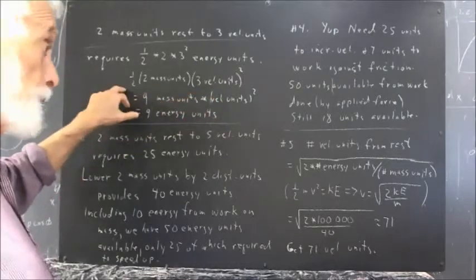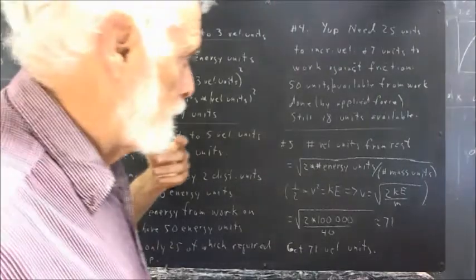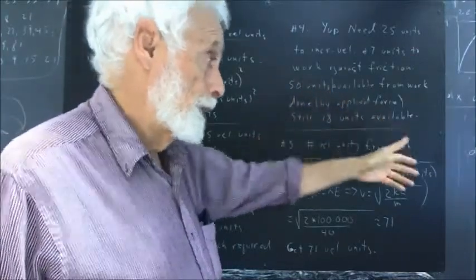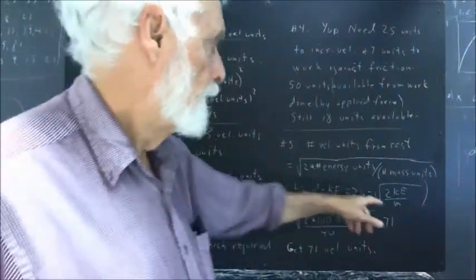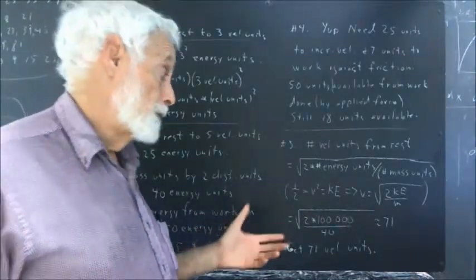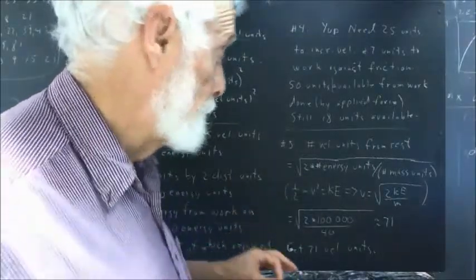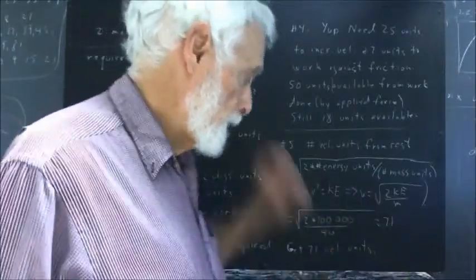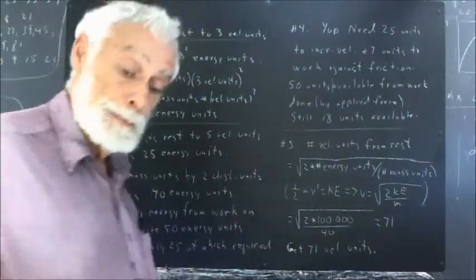If you get the energy units by multiplying the number of mass units times the squared number of velocity units times 1/2, it follows immediately that the number of velocity units you would have for a number of energy units and a given number of mass units will be this expression. And you can work that out, but here it is symbolized in a way that makes it a little easier to see. Okay, anyhow, so we do 2 times the number of energy units, which is 100,000, divided by the number of mass units, which is 40, and I believe we get 71 velocity units.